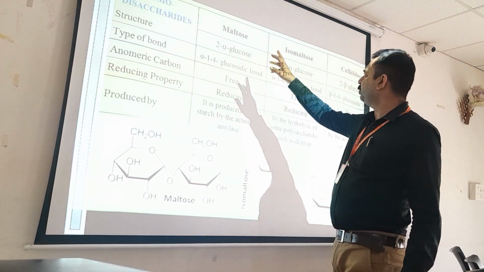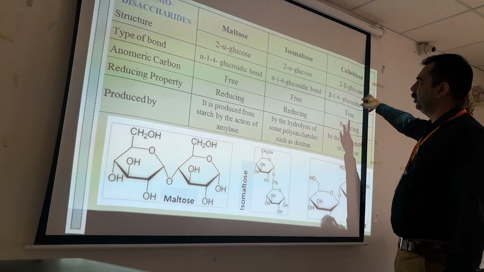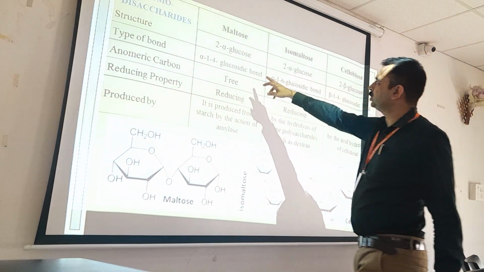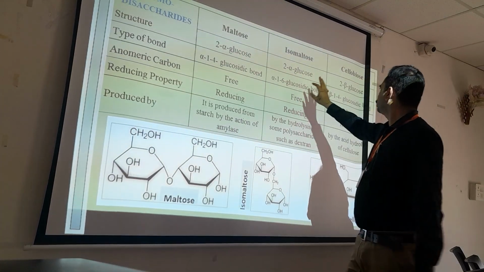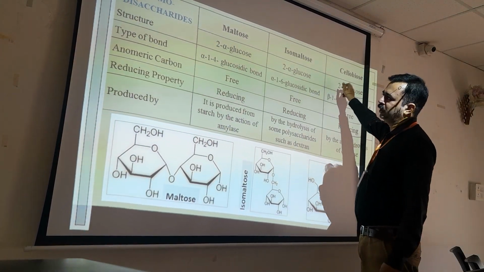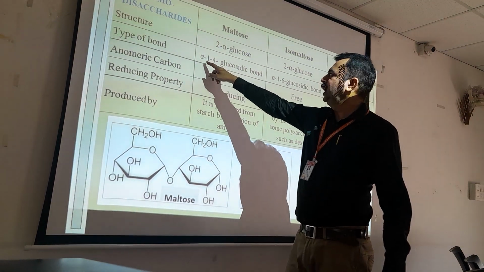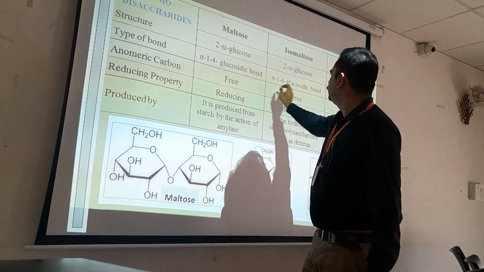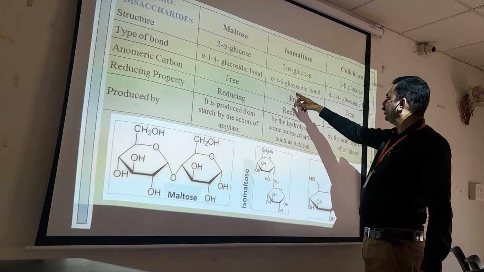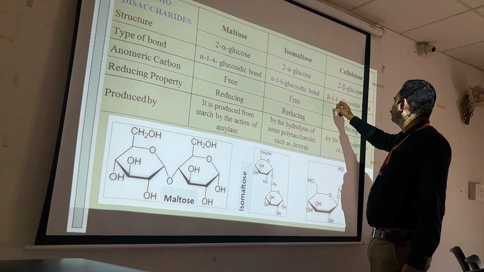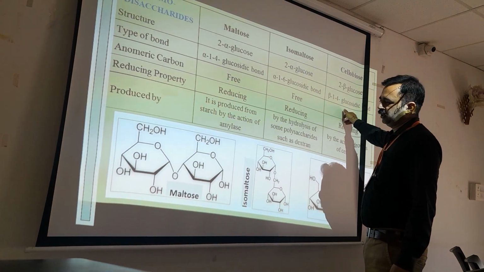Now come to the part of maltose, isomaltose and pseudobiose. Structure: two alpha glucose molecules are here in maltose, two alpha glucose molecules in isomaltose, and two beta glucose molecules in pseudobiose. Types of bonding: glycosidic, but where the glycosidic bond is linked differs. Alpha-1,4 linkage is present in maltose, alpha-1,6 glycosidic linkage is present in isomaltose, and beta-1,4 glycosidic linkage is present in pseudobiose.